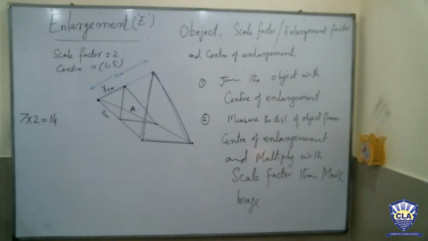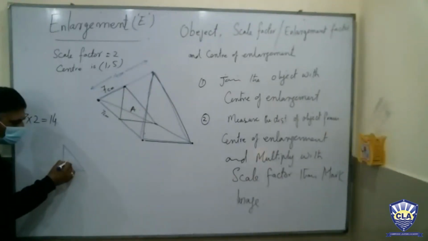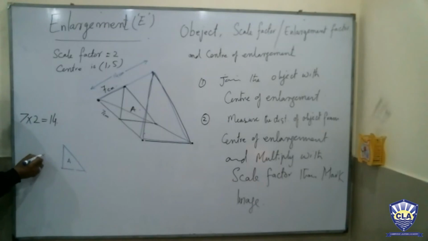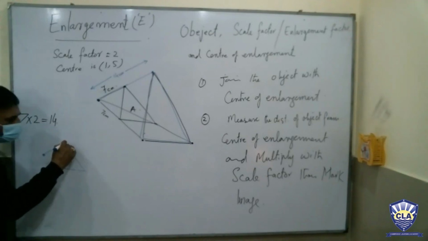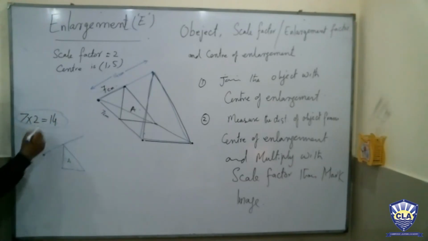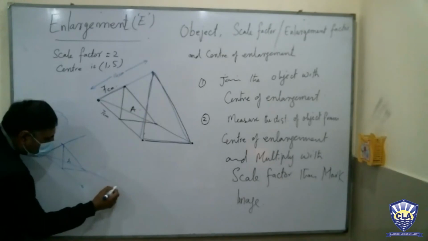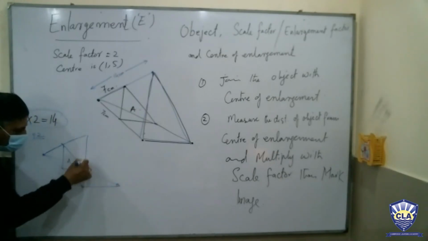Is that clear? What I did? Triangle A is given to you and the center of enlargement is given. I join the point and measure the distance. The same distance will be produced as the scale factor is 2, plus 2. So multiply this distance with 2. Double? Yes. The distance becomes double. Mark the image.